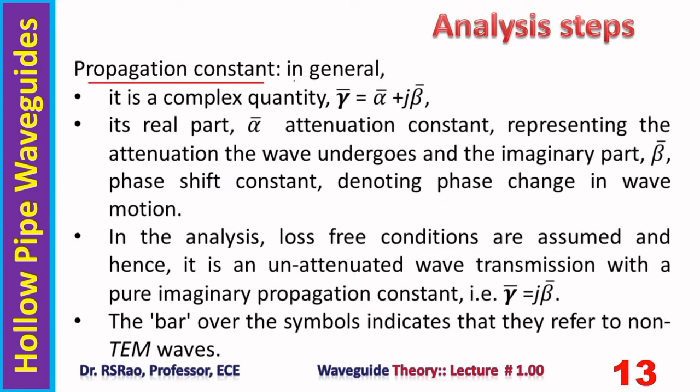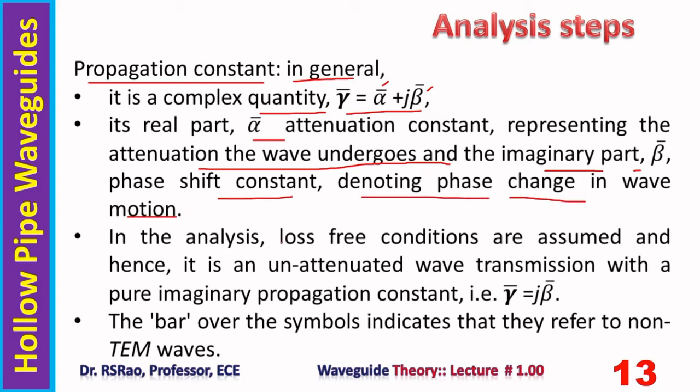Propagation constant is an important parameter. It is a complex quantity in general. Real part is attenuation constant, imaginary part is phase shift constant. Alpha represents the attenuation the wave undergoes and imaginary part beta represents phase shift constant, denoting phase change in wave motion. In the analysis, loss-free conditions are assumed and hence it is an unattenuated wave transmission with pure imaginary propagation constant, gamma equal to j beta. The bar over the symbols indicates that they refer to non-TEM waves.